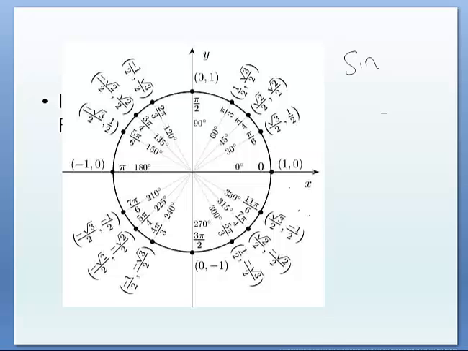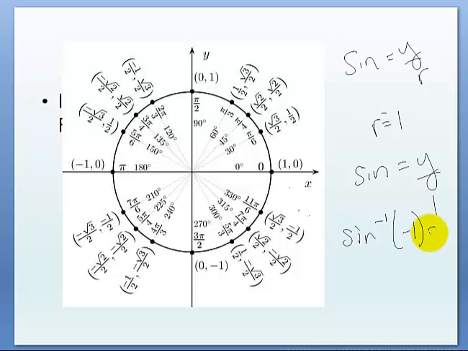Well, remember, sine is our y value, because sine is equivalent to y over r. R is equal to 1 on our unit circle, so we have sine is equal to y over 1. So we're saying, what is the angle that gives a y value of -1? So we look at our unit circle. Our y value of -1 is right here.